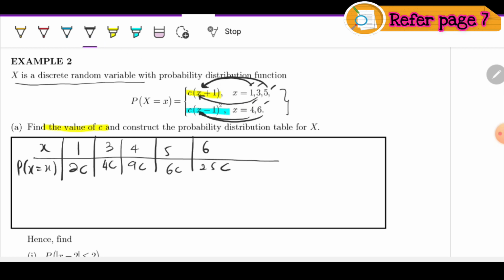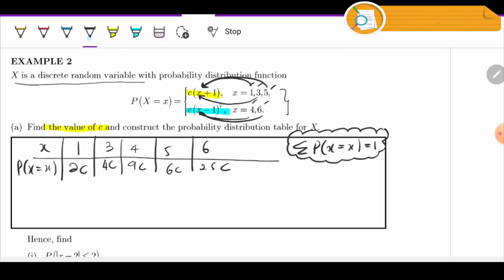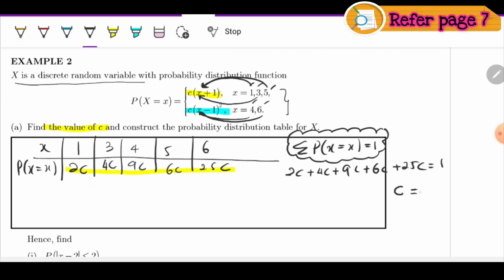So you must remember the important condition for a discrete random variable that I have mentioned in the previous video: the summation of the probability must equal 1. So to find the constant c, we must add up all the probabilities and equate to 1. So 2c plus 4c plus 9c plus 6c plus 25c is equal to 1. And the value of c is 1 over 46.